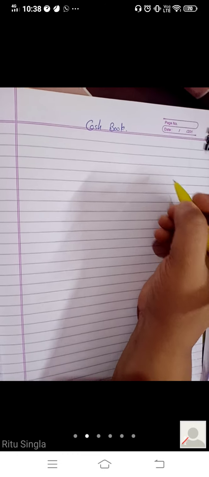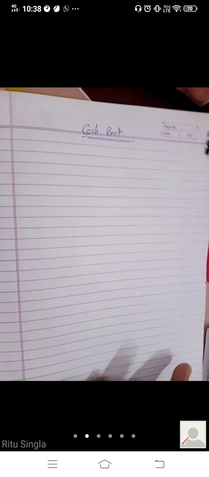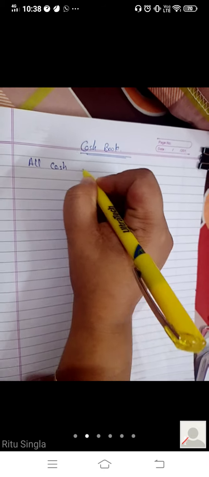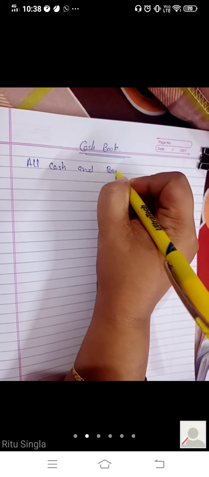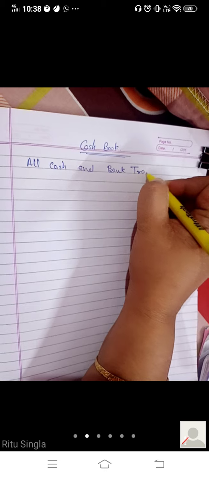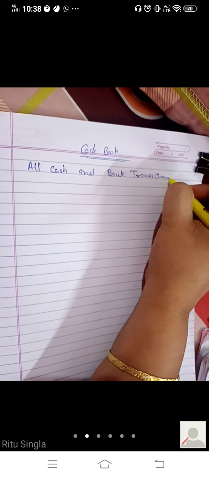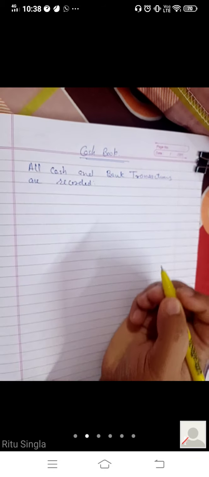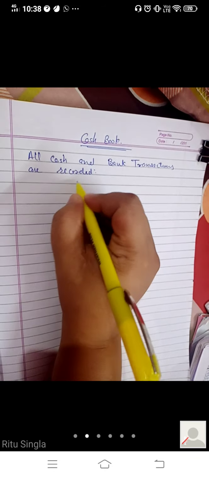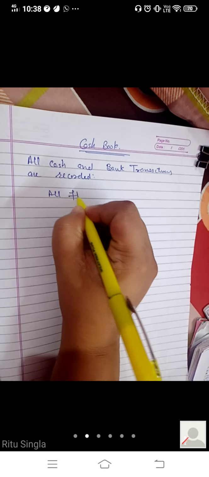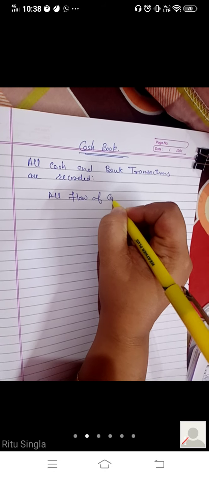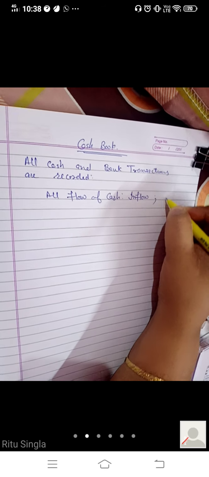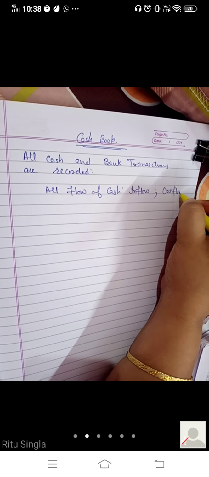Cash book is a book in which all cash and bank transactions are recorded. Means we record all types of flow of cash, that is inflow and outflow of cash.